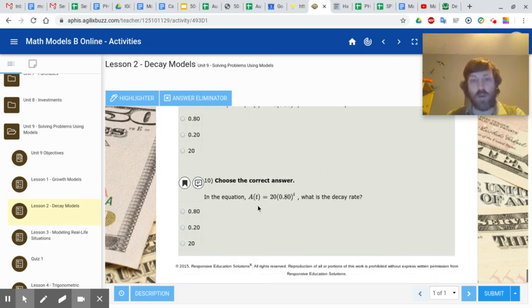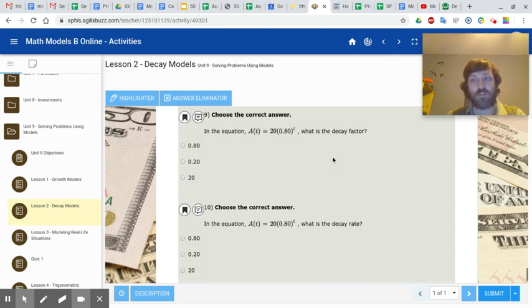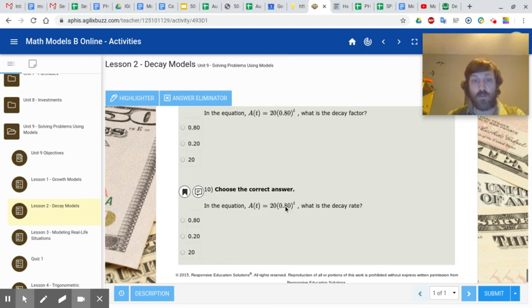And then here, the decay rate is the number inside the parentheses. Actually, these are worded, I didn't read it carefully. The decay factor is the number inside the parentheses, whereas the decay rate is the number that you subtracted to get that 0.8. So it would be 0.2 in this case.